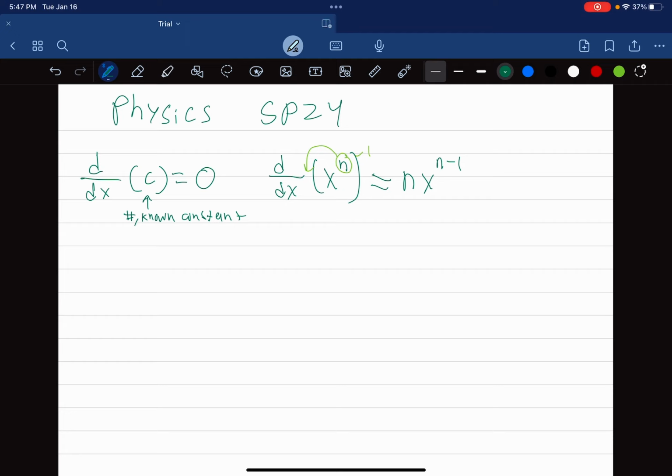Then you also have, let me put a line here. E to the exponent of something, that's going to be completely unphased and just going to be e to the x. Then you're also going to have things like d over dx of the natural log of x, which should be 1 over x.